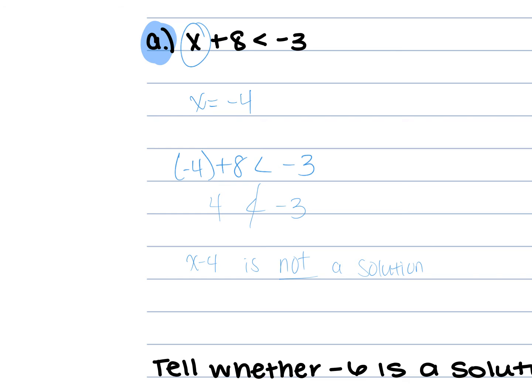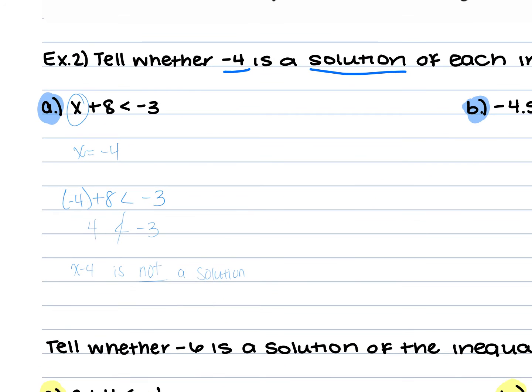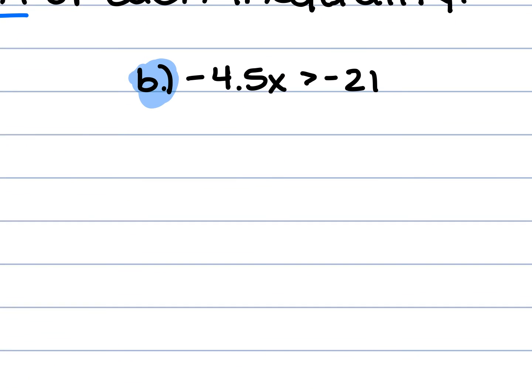There are how many answers? Infinitely many. Okay. Inequalities will have a solution set. There's not just one answer. There's going to be a bunch of different answers. But we're just testing whether -4 is one of the answers. And in this case, it was not. Let's test it for B.